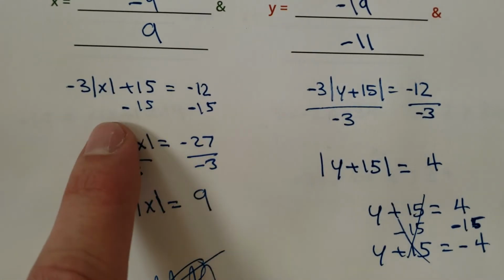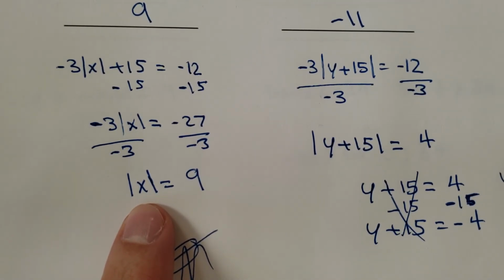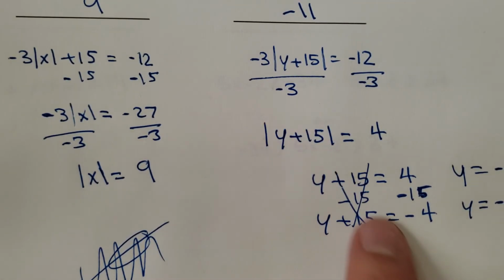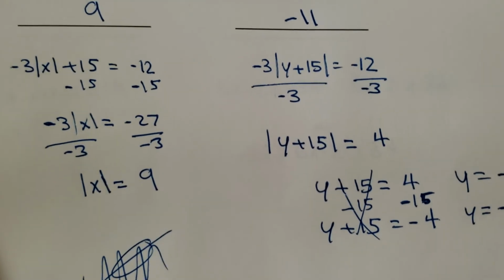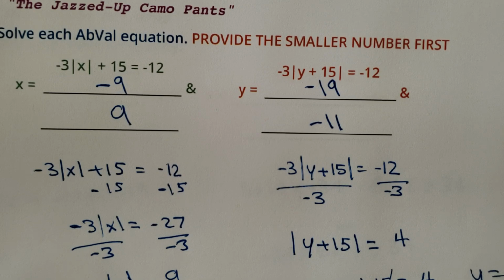So again, remember, you treat these just like anything else. You can't do the little absolute value trick until you get the absolute value symbols alone. Sometimes that takes 2 steps, sometimes that takes 1, but then you'll have extra steps to do at the end. Just go nice and slow and smooth, and then everything will be okay. That was the jazzed up camo pants.